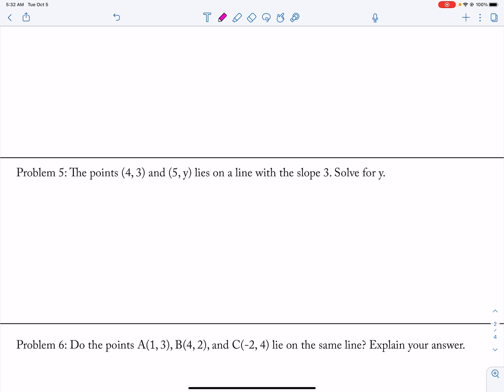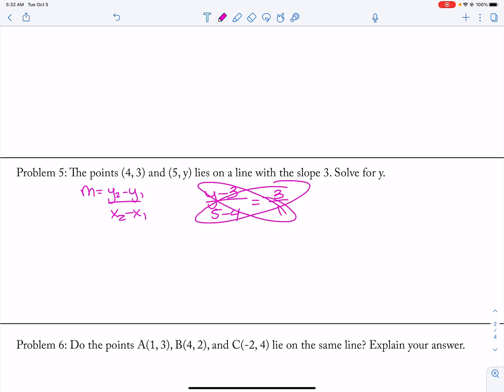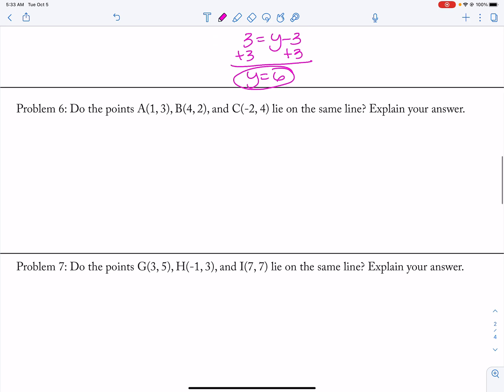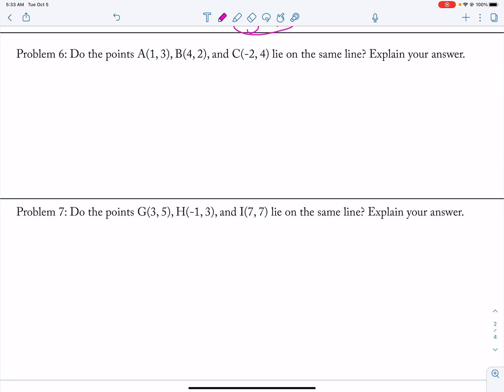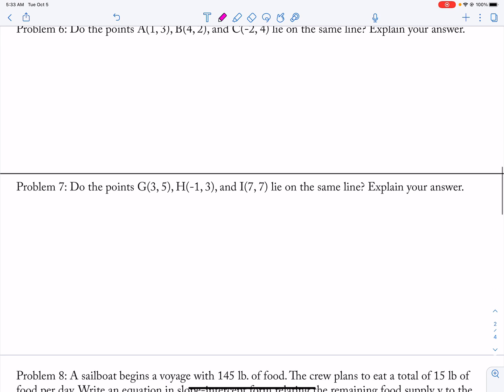And then here, I've seen a couple people do things differently, but you could do just regular slope. So remember, slope is y2 minus y1 over x2 minus x1. So I could go y minus 3 over 5 minus 4 and set this equal to 3. And then what I would be doing is cross multiplying. So I get 3 times 5 minus 4 is equal to 1 times y minus 3. So 3 is equal to y minus 3. I add 3 to both sides, so then I get y is equal to 6. So a couple ways that you can do something like question 7.